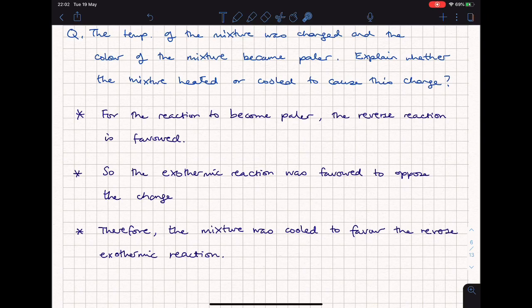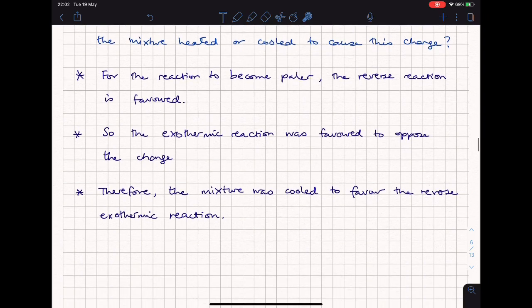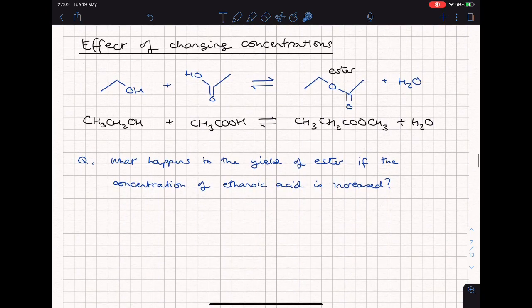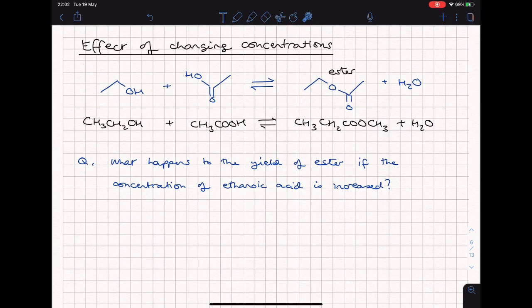So we've done a couple on temperature changes. Let's look at a different condition. So let's look at effects of concentration on the position of equilibrium. So here we've got the formation of an ester from an alcohol and a carboxylic acid, and we do this reaction in the second year where we look at it in more detail. So the question says what happens to the yield of ester if the concentration of the ethanoic acid is increased. So we want to know what happens to the concentration of this if I increase the concentration of this.